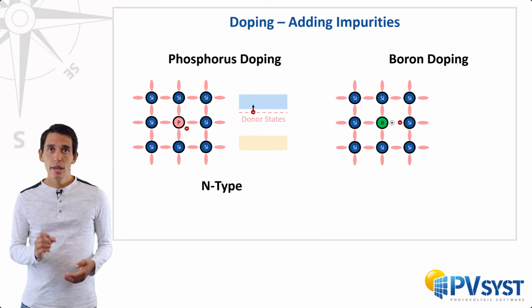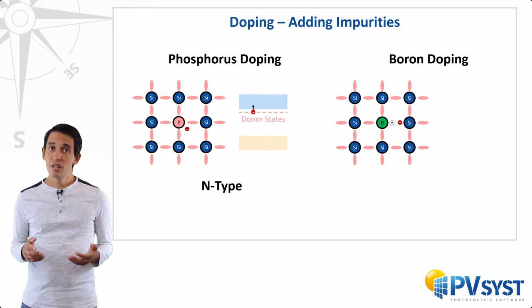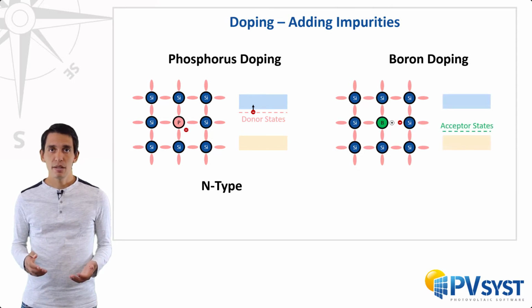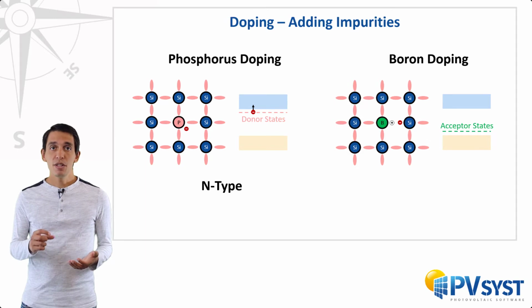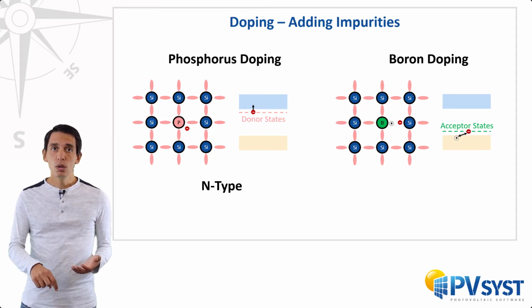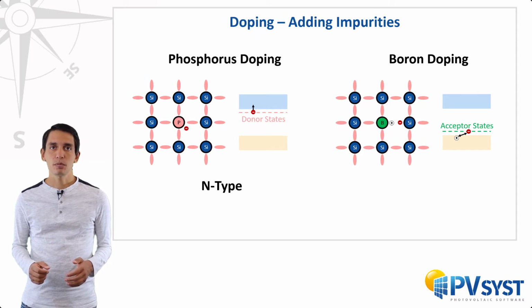This leaves a hole in our bonding diagram. This adds energy states close to the valence band called acceptor states. As these states are close to the valence band, valence electrons can easily jump to the acceptor state, leaving a mobile hole in the valence band.